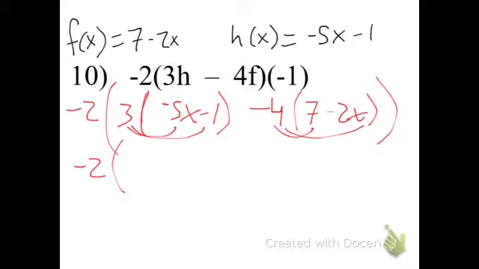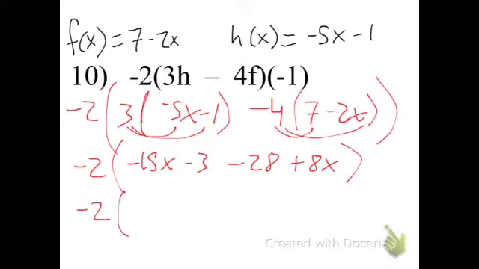So my left one is going to give me -15x minus 3. And that's kind of hideous writing there. -15x minus 3. And I got minus 28 plus 8x. I'm going to combine all those like terms inside there. -15x and positive 8x gives you -7x. And then combining these two guys is going to give you -31. And then I'm going to times it all by a -2 to give me positive 14x plus 62.